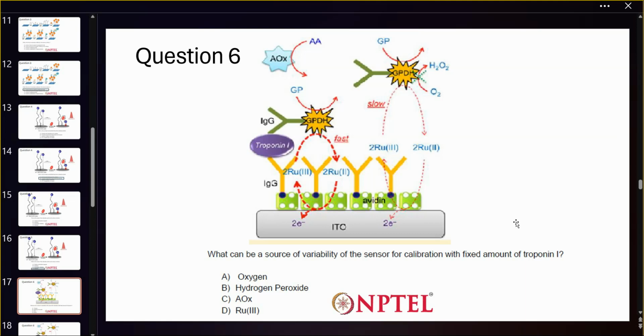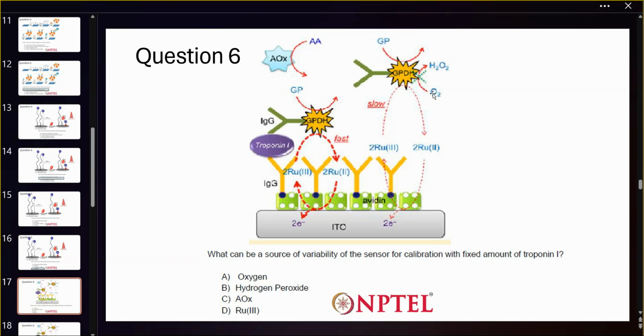There is one enzyme, AOX. Then there is a redox reaction happening. GP is being oxidized by GPDH, which leads to the reduction of ruthenium, oxidation of ruthenium, which again reacts with indium tin oxide and leads to electron transfer.